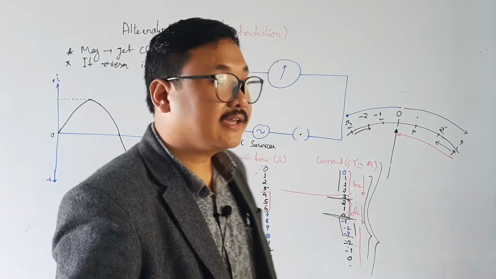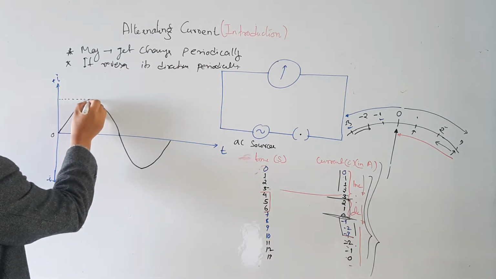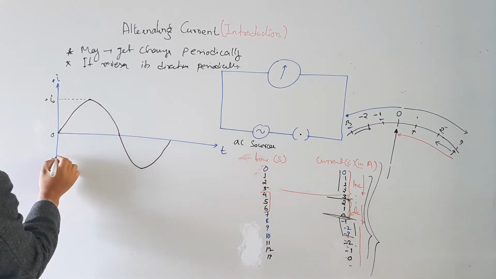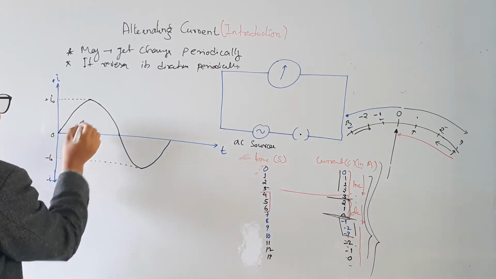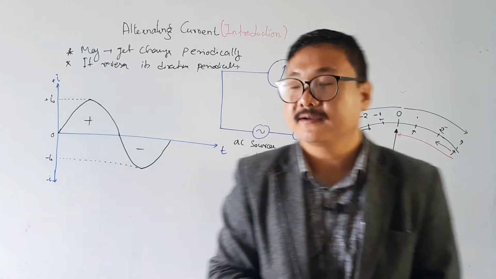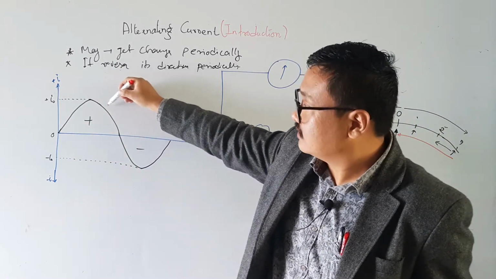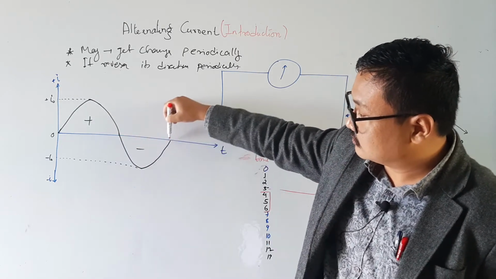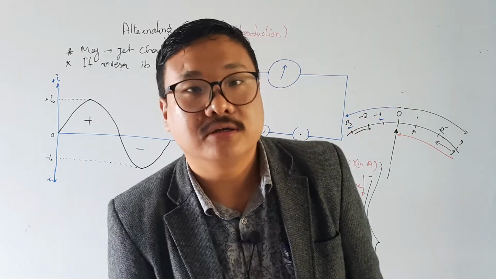Now if we see here, the current started from 0 and reached the maximum, and this maximum we call I0, plus I0, and this maximum at the negative side is minus I0, and this is plus and this is negative, which makes a complete cycle. It started from 0, increased to the maximum value, again went to 0, again reached the maximum negative, again went to 0. So this is the plot of the alternating current. This is how it looked like.